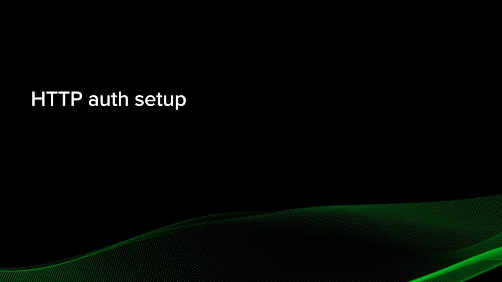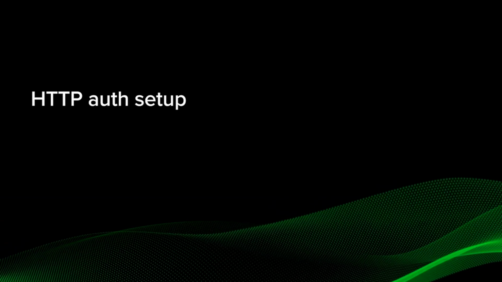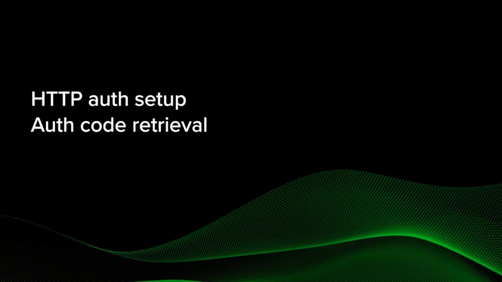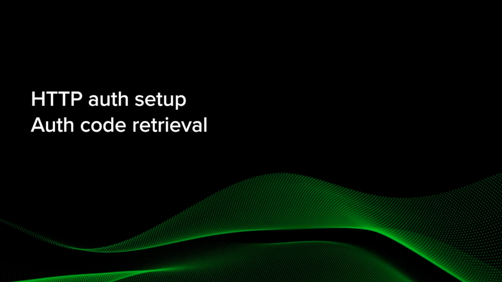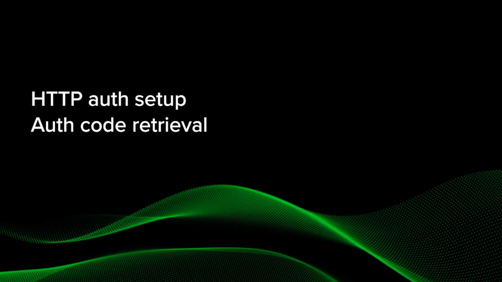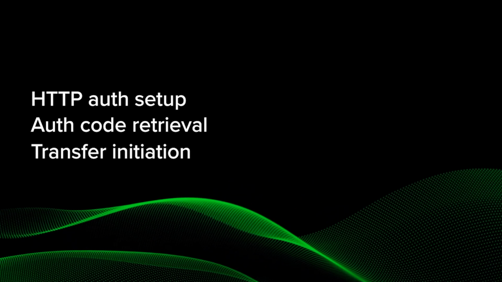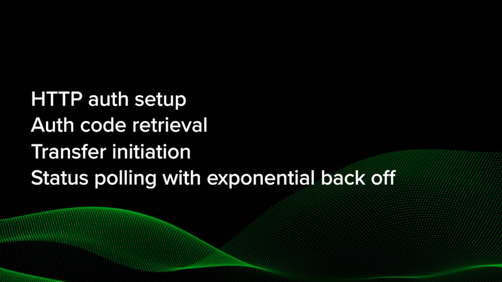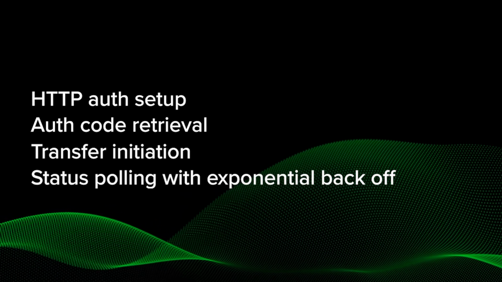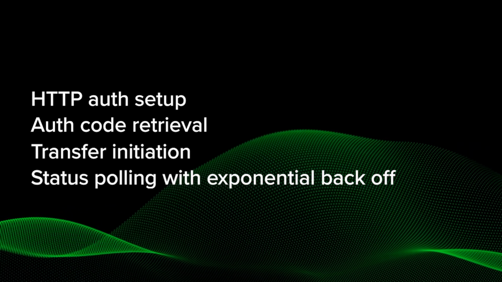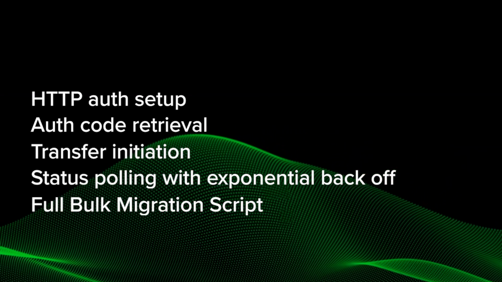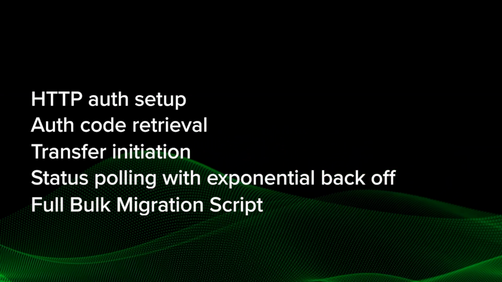Let's recap what we built. We set up HTTP Basic Auth with the Name.com API using a session object in Python. We retrieved auth codes programmatically with the right timing strategy to avoid expiry issues. We initiated transfers via POST, handled the 2 main error codes, and built a polling loop with exponential backoff that covers all transfer states through to completion. And we wired it all into a bulk migration script with idempotency, structured error handling, and a full audit log.